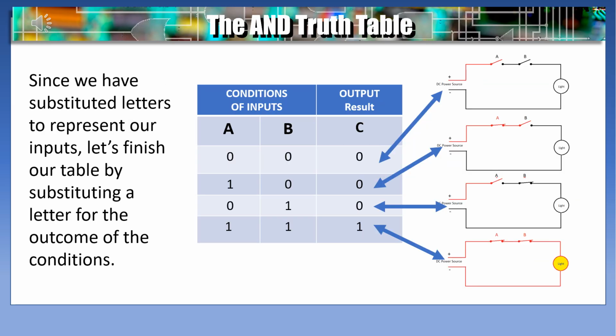Since we have substituted letters to represent our inputs, let's finish our table by substituting a letter for the outcome of the conditions involved. In this case, we'll use the letter C. Notice that each of the lines still corresponds to the same logical conditions of the inputs that satisfies the output.